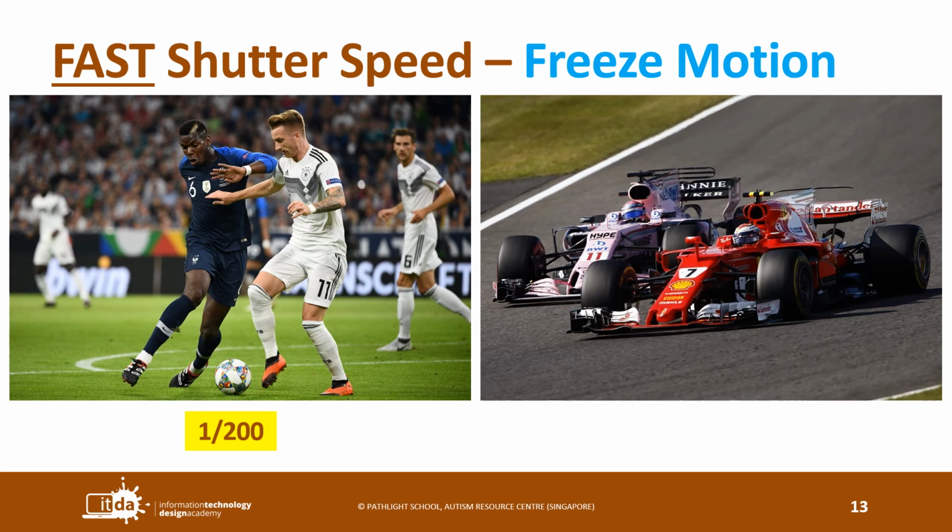Okay, but if you look at the picture on the right, these are racing cars. Cars move even faster than humans. So for this, we have to set a fast shutter speed as well, but we might have to go even faster at a bigger fraction, 1/2000, bigger denominator. Okay, everyone, so this is how we change shutter speed to suit different kind of moving objects. The faster the object, the fraction gets bigger, the denominator gets bigger.